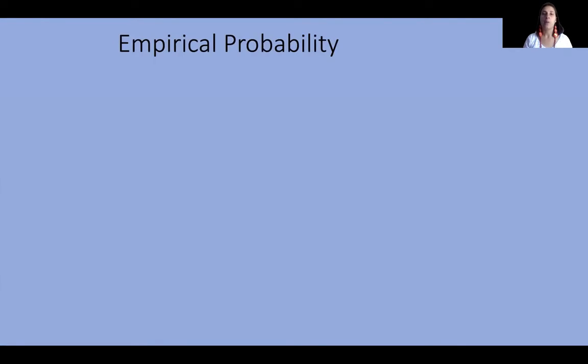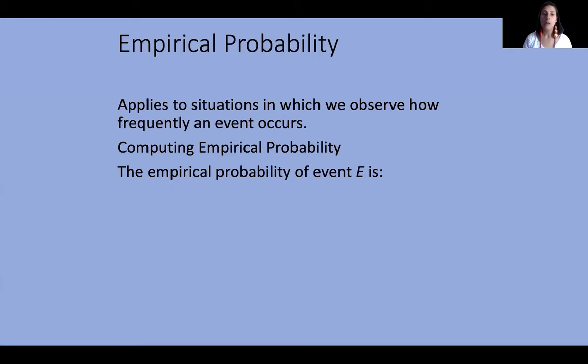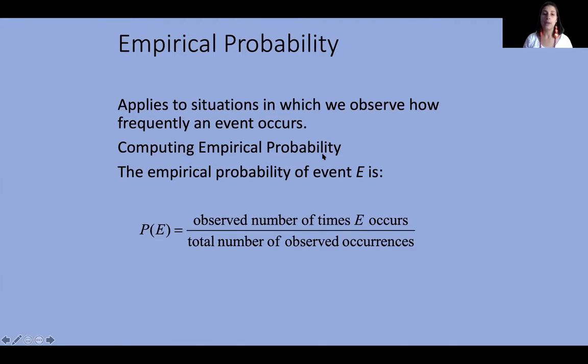So let's take a look at what the difference is between empirical probability and theoretical probability. We already covered theoretical. Empirical, another name for this is experimental, applies to situations in which we observe how frequently an event occurs. When we compute empirical probability, we look at the number of times we observed E occurring, this event, over the total number of observed occurrences.